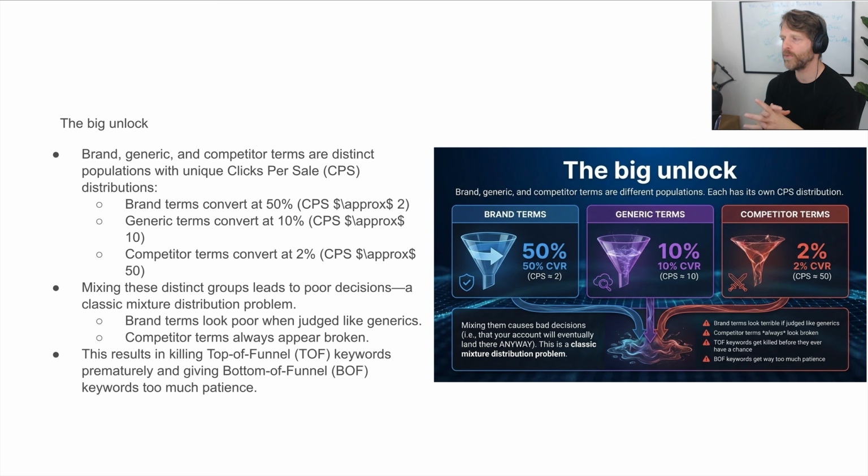So in practical terms, what this means is you might have branded terms that convert at 50%, competitor terms that convert at 2%, and generic terms that convert at 10%. So you have a clicks per sale of a huge range. You have a clicks per sale of 2 for branded terms: on average, every 2 clicks you get a sale. Competitor terms, you have to wait 50 clicks to get a sale.